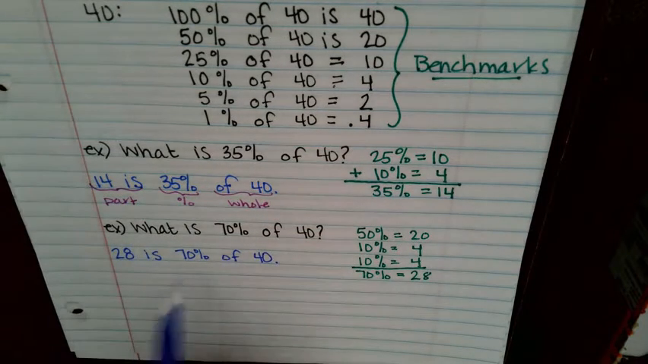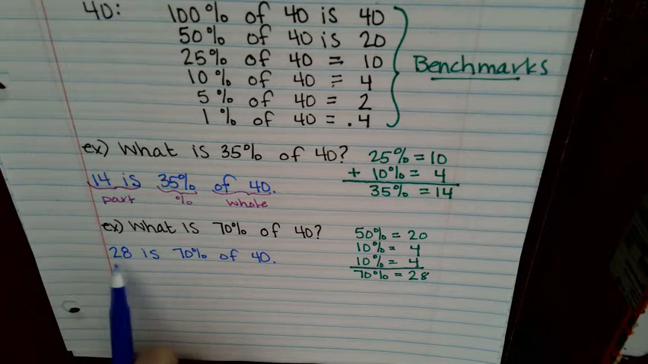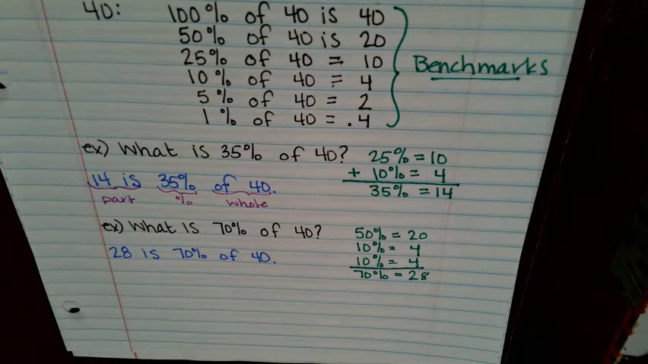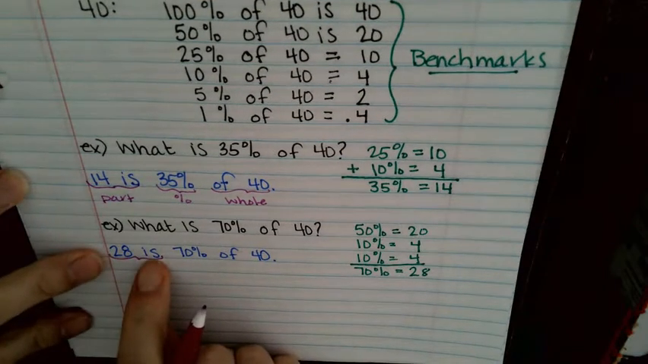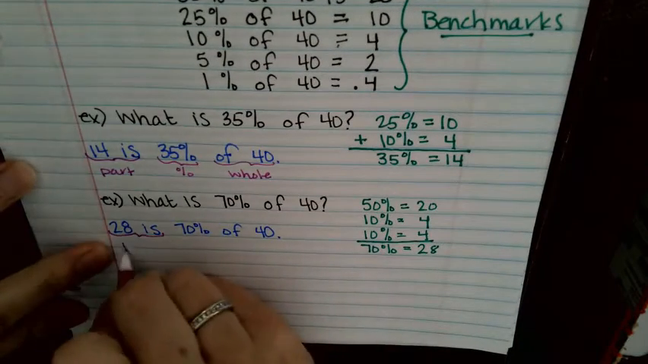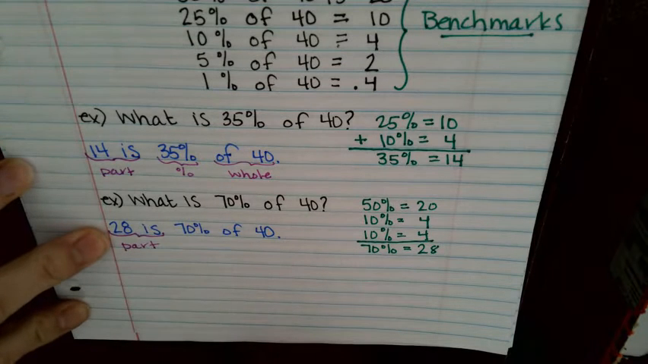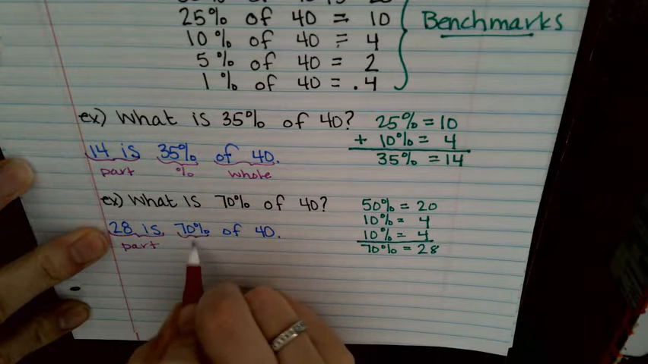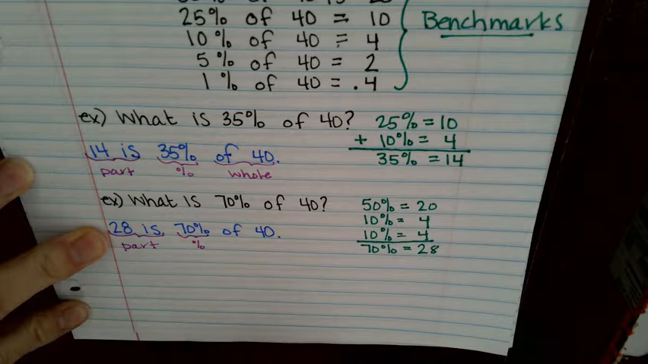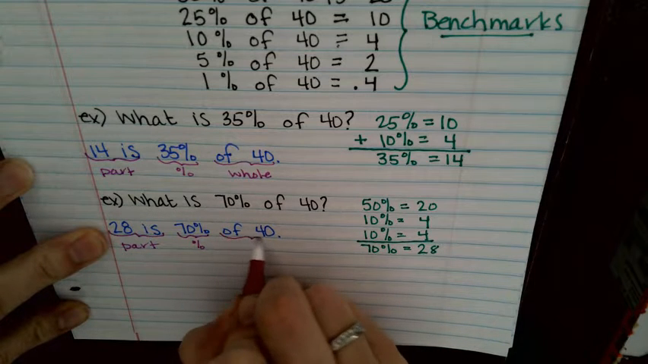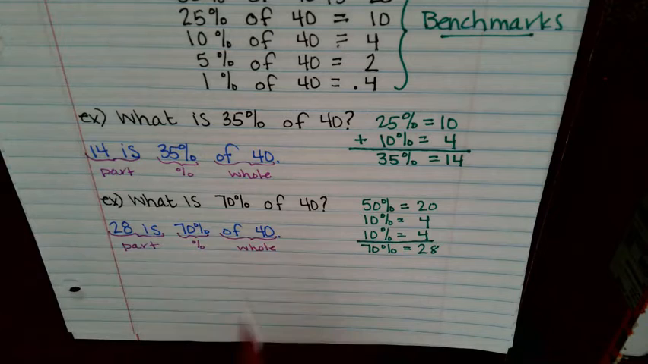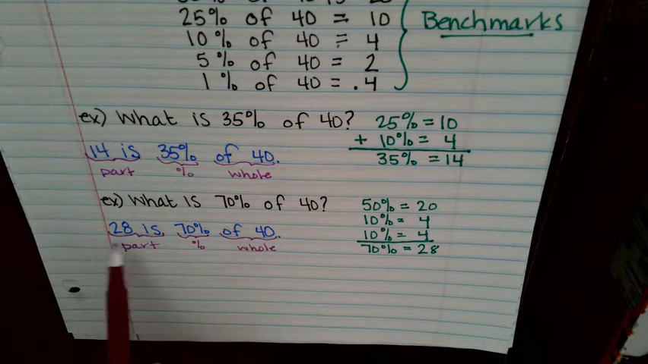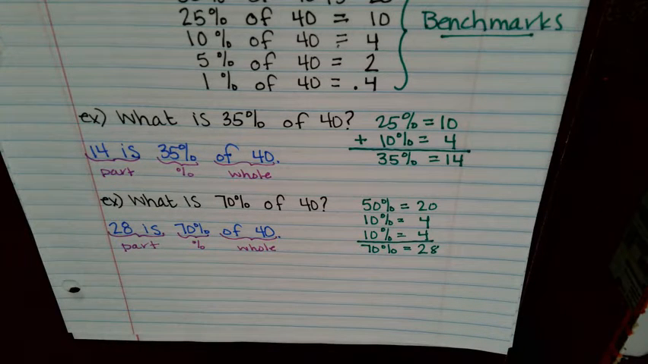And that would make sense because 70% is more than 50%, and 28 is more than 50% of 40. So that sounds pretty reasonable. And again, 28 is, this word is a key word that we're going to use here in just a second, which means I'm dealing with the part of my problem. When I have a percent sign attached to a number, that means it's a percent. And when I see of 40, that means I'm dealing with the whole part of my problem. Here, 40 is the whole number, 28 is the part of 40, and 70 is which percent.